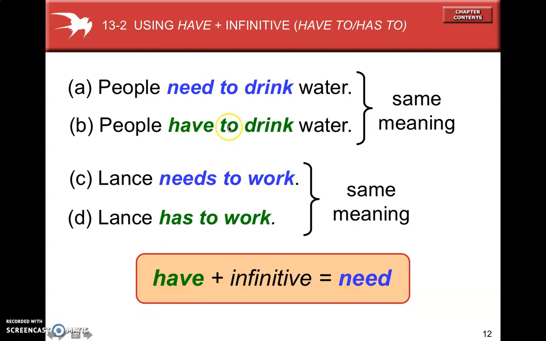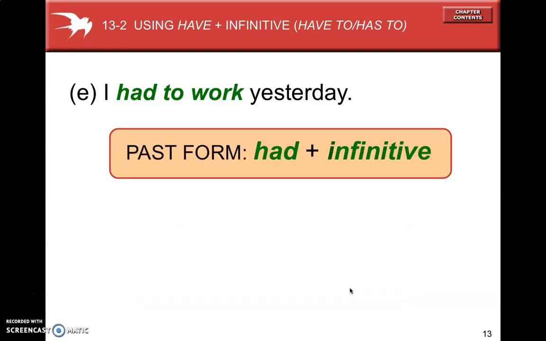So have to, and then the main verb, or has to, and the main verb. Infinitive is when we use to with the main verb, the simple form of the main verb. So when we use have or has, to, and the simple form of the main verb, it means the same as need. I had to work yesterday. Had is the past form of have.